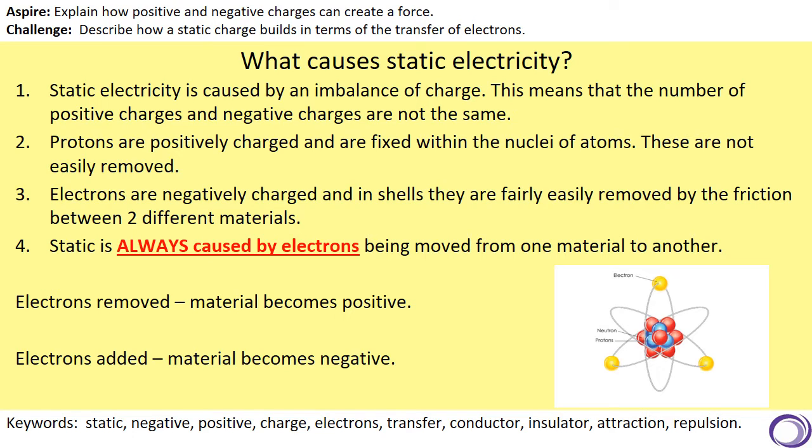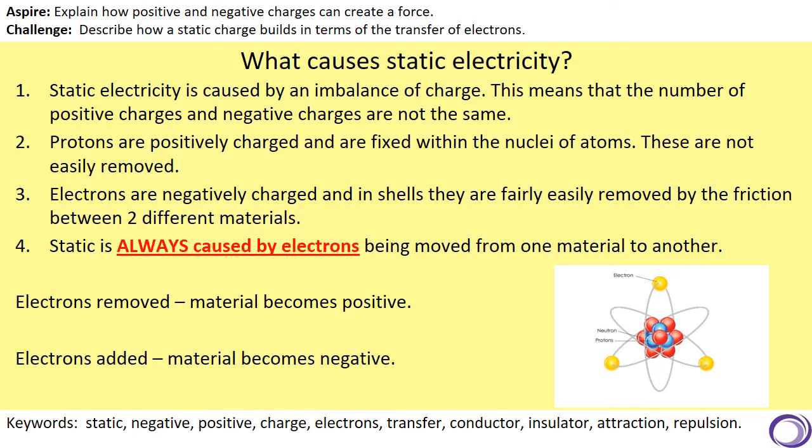So static electricity is caused by an imbalance of charge. Now, charge is something sort of difficult to visualise. What scientists have noticed, and physicists in the past when we've looked at particles, is that there's a force between certain particles. And if those particles have got a force that's the same, they'll repel each other. And if those particles have got a force that's opposite, like a plus and a minus, they'll attract each other. So we've called that thing charge.